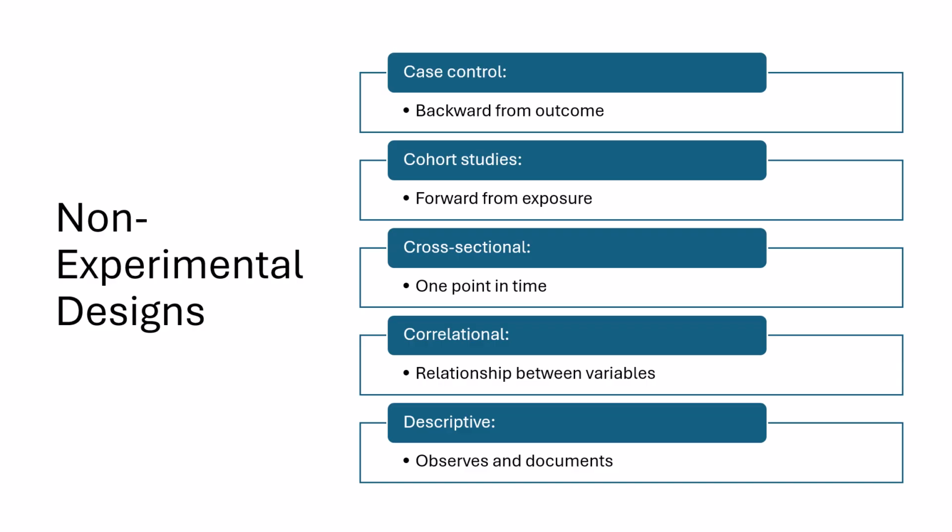Let's review non-experimental designs. Case control studies work backward from an outcome to find potential causes. Cohort studies start with an exposure and follow participants forward to see what happens. Cross-sectional studies examine everything at one point in time. Correlational studies look at relationships between variables without manipulating anything. And descriptive studies simply observe and document phenomena. You may be given a scenario and asked to identify which design is being used.